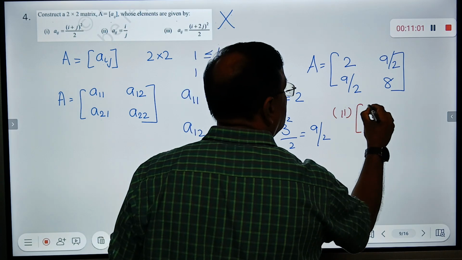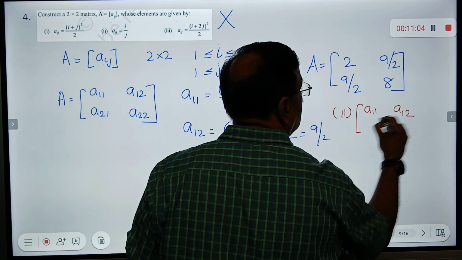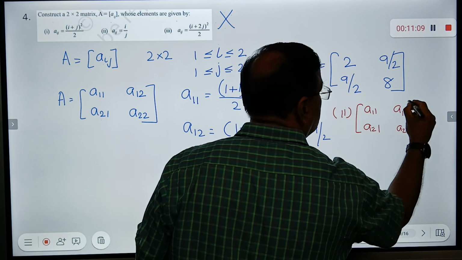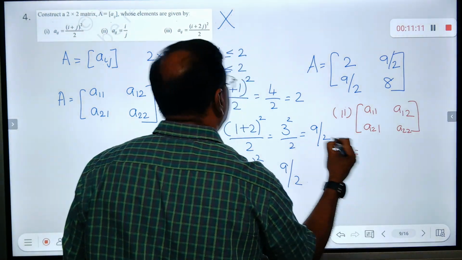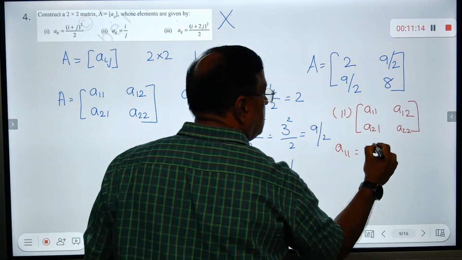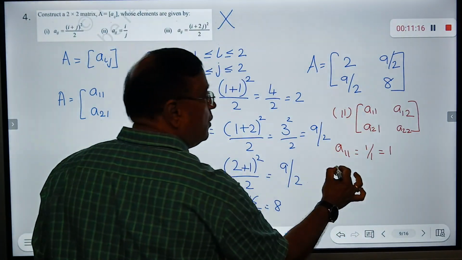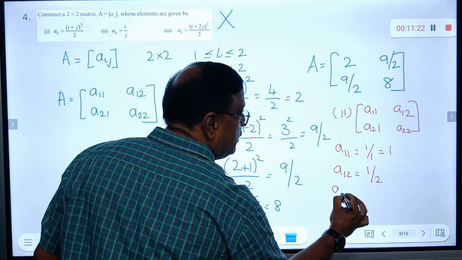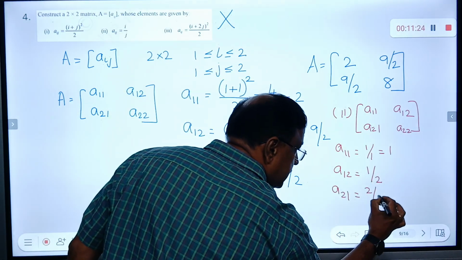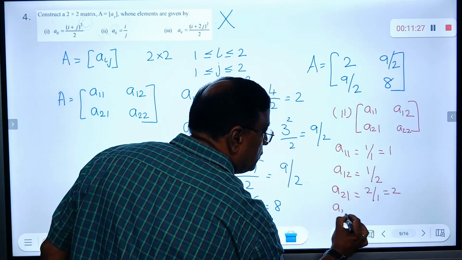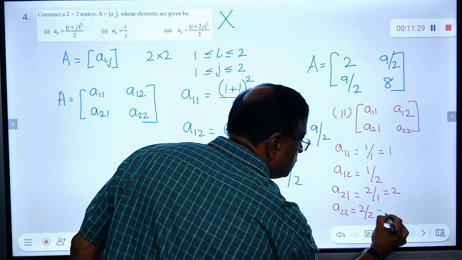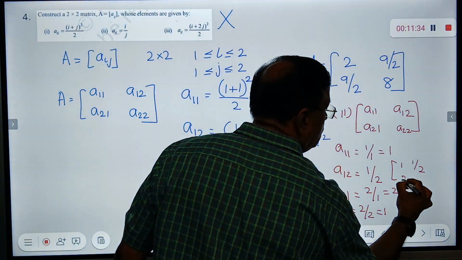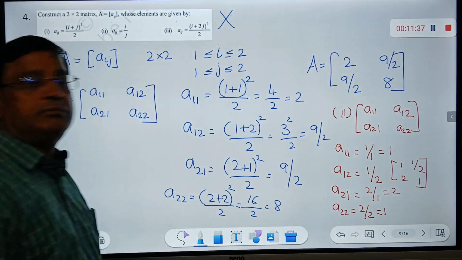It's again of order 2 by 2. So there is no change in this. And A22. Now what is A11? I is 1, J is 1. So it's 1 by 1. So it's 1. What is A12? I is 1, J is 2. What is A21? I is 2, J is 1. And what is A22? Both I and J are 2. So what's the matrix? 1, half, 2 and 1. It is as simple as this.